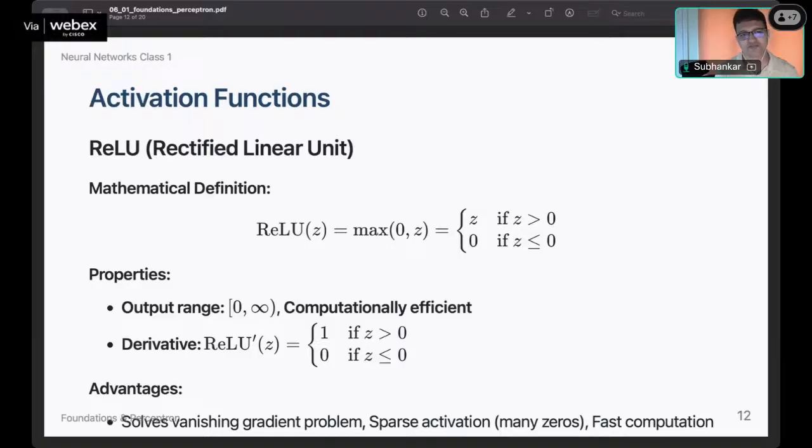However, it still has a problem: if you get super negative values, its gradient is 0. So for a very negative value, there is no change in its value because the gradient itself is 0. So the term is called a dying ReLU.